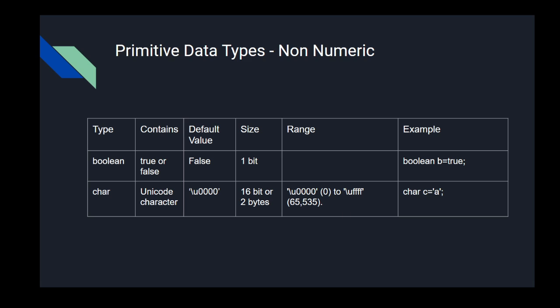These are the primitive data types that are non-numeric. The boolean, which is just true or false. The default value is going to be false. Its size is 1 bit, not that much. You write booleans as boolean b = true.